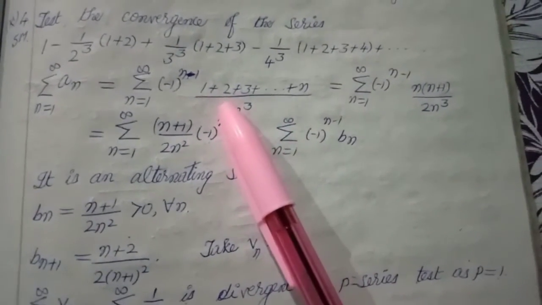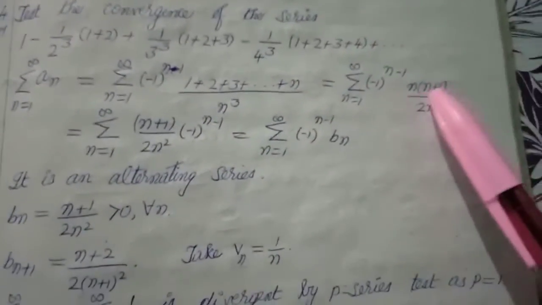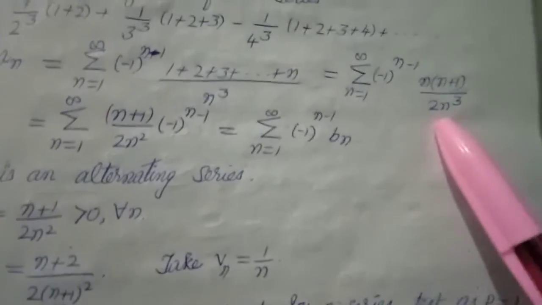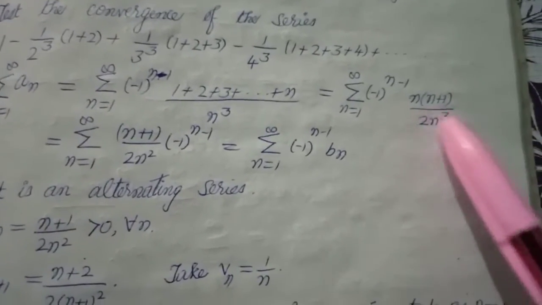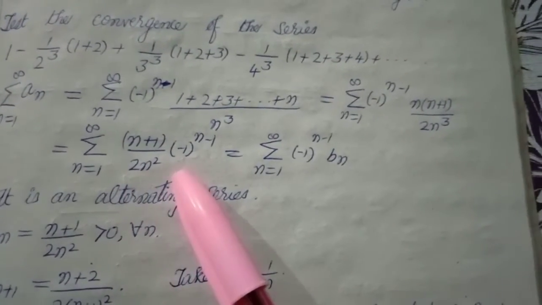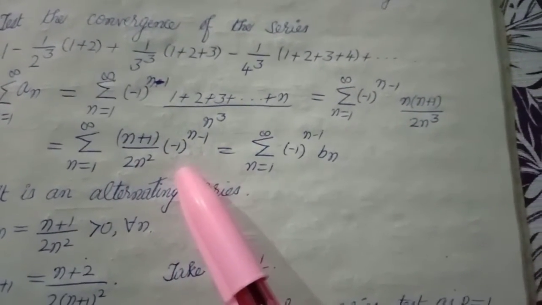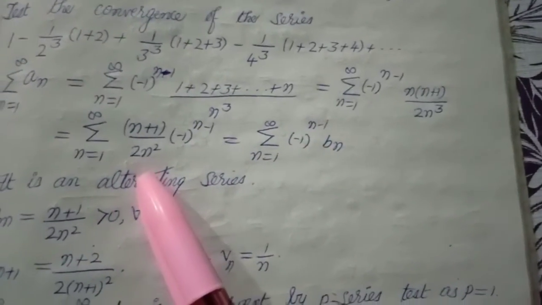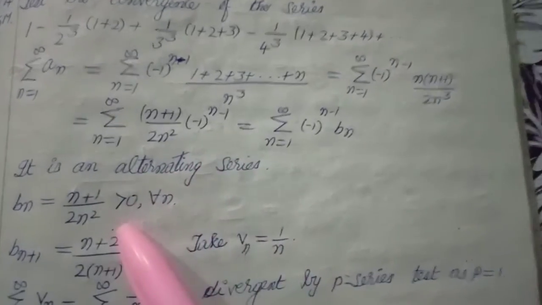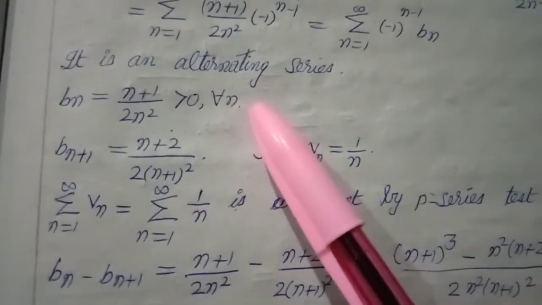We all know that sum of n terms of natural numbers is given by n into n plus 1 by 2. So it becomes n into n plus 1 divided by 2 into n cube. One n gets cancelled. So we get n plus 1 by 2n square into minus 1 raised to n minus 1. Now here our bn is n plus 1 by 2n square. This is again an alternating series.